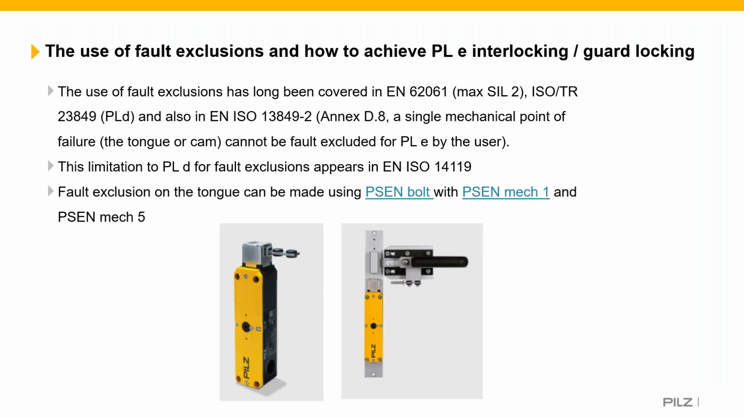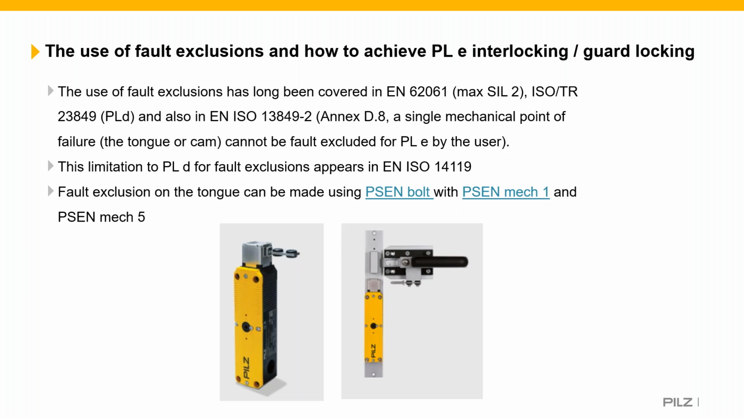Fault exclusion. The use of fault exclusion has long been covered in EN 62061, in the technical paper 23849, and also in ISO 13849, and relates to a single mechanical point of failure, i.e. the tongue or the cam. It cannot be fault excluded for PLe systems by the user.